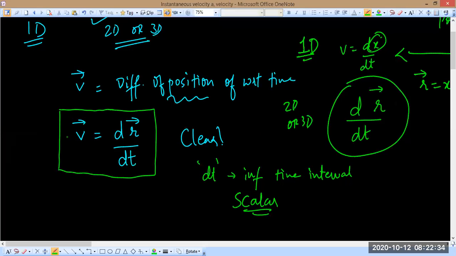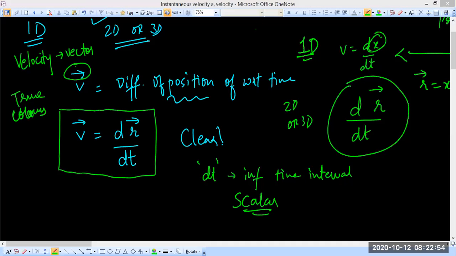So I will now once again explain why we have vector here. First of all, in the previous chapter also I warned you that velocity is a vector. Here it is just going to show its true colors. So v vector is dr vector by dt. Why is the velocity a vector? Why should it be a vector? Okay, let's talk about that.